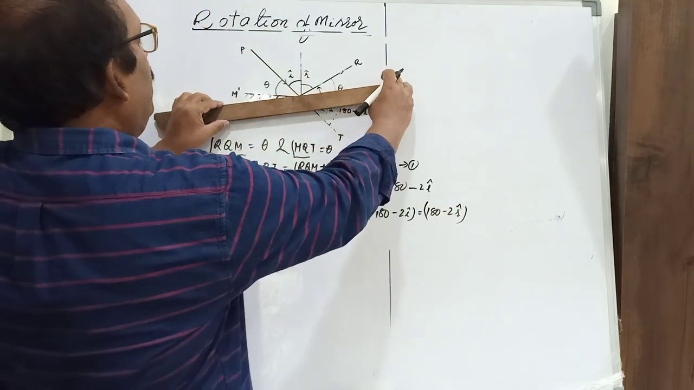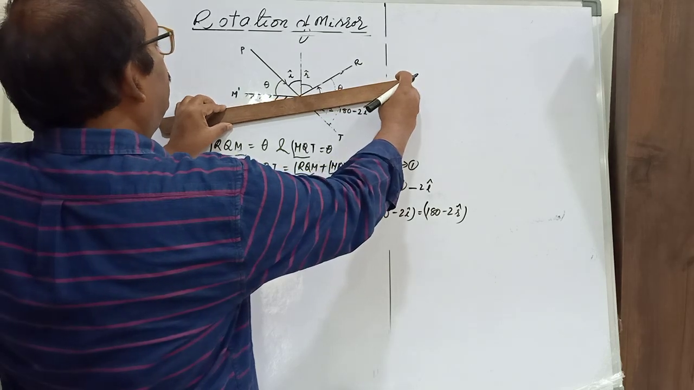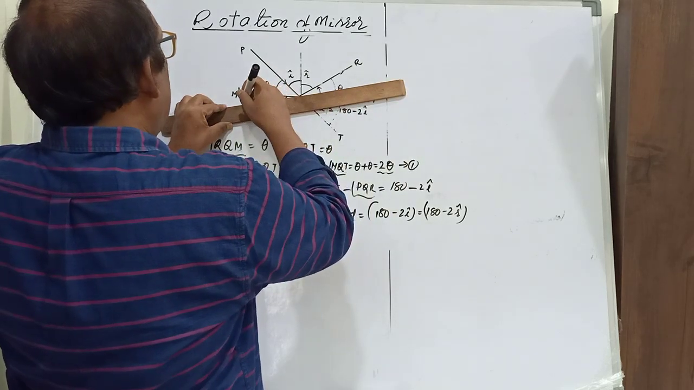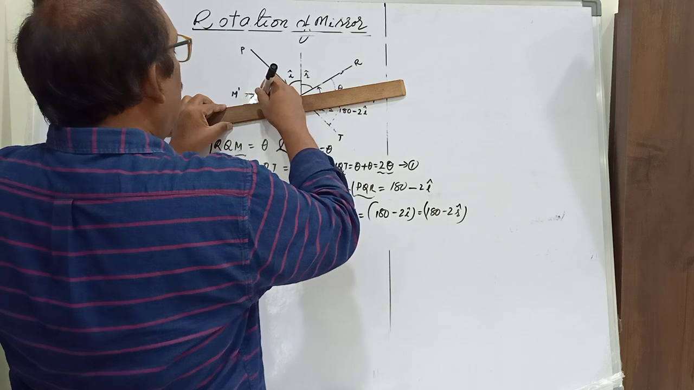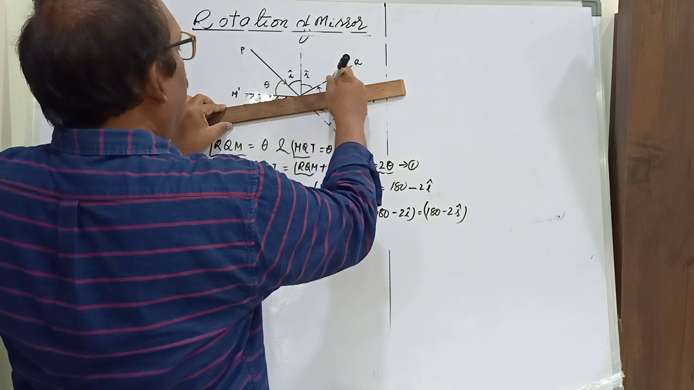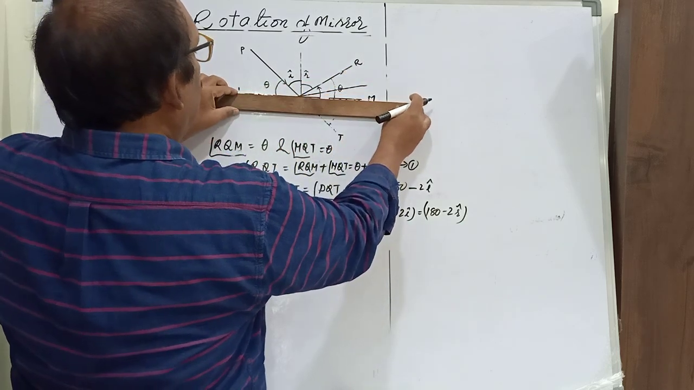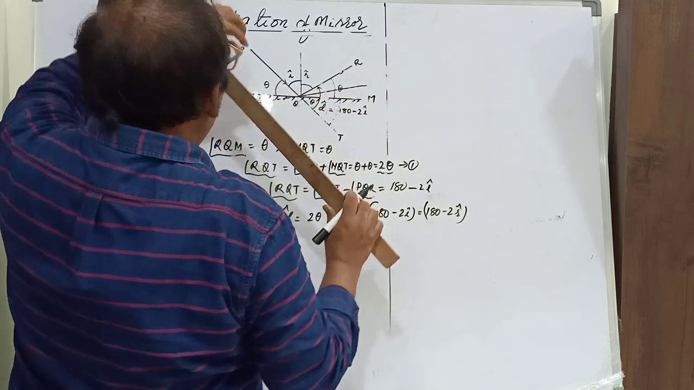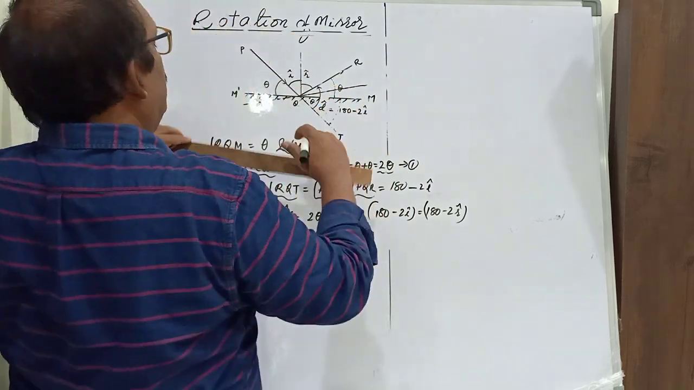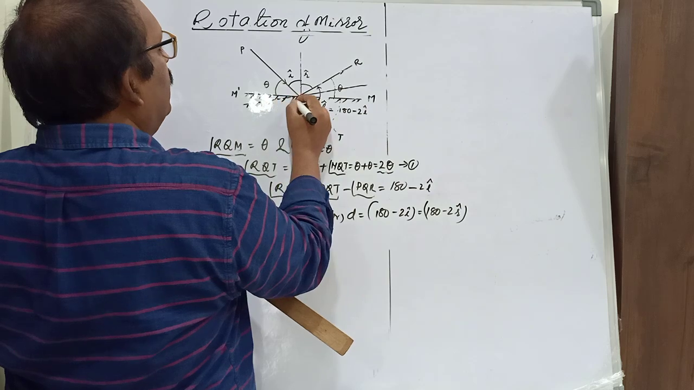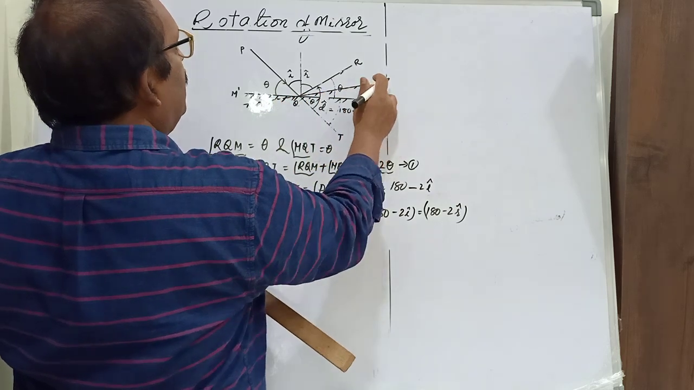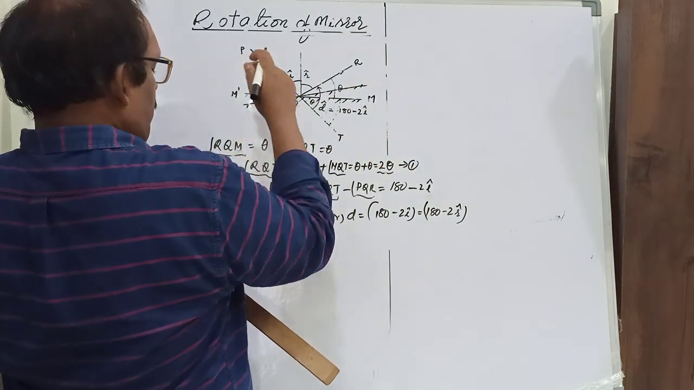Okay. Now the mirror is rotated by an angle of theta. The mirror is rotated now like this. You see, this is the mirror rotated like this. Earlier it was like this. Now it is rotated like this, without changing the original direction of the incident light ray. So now it has changed.